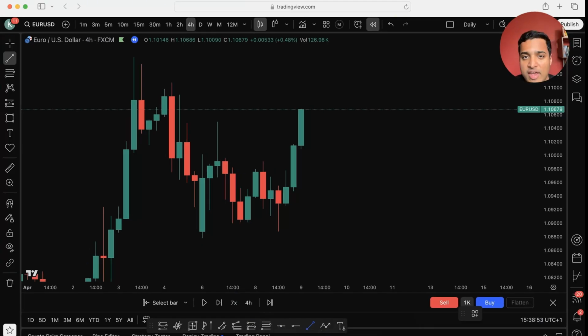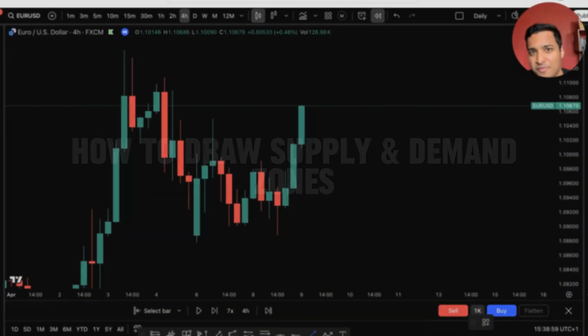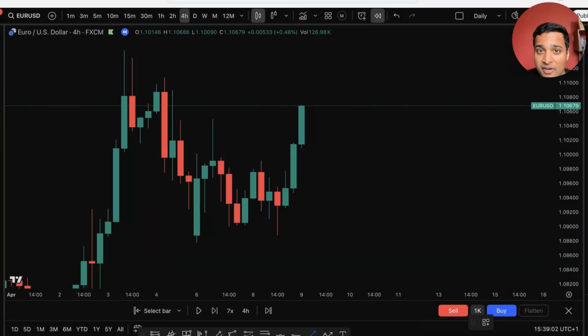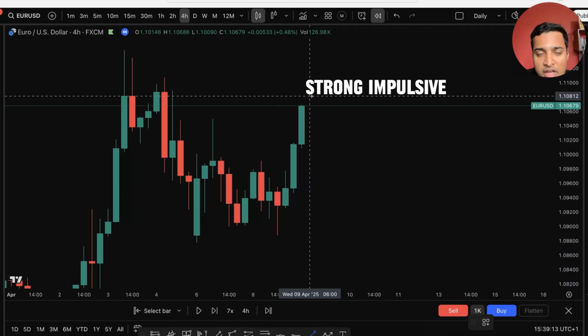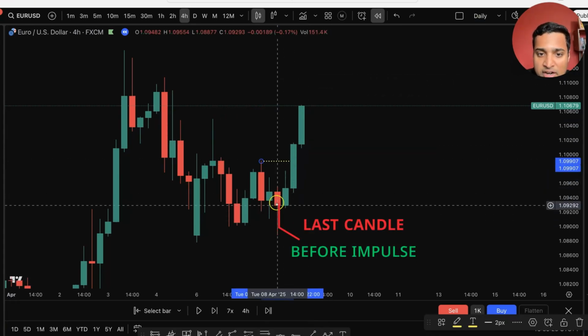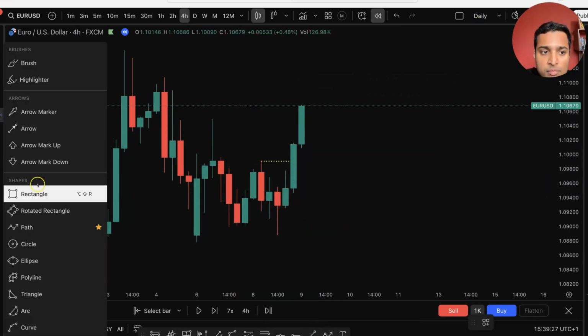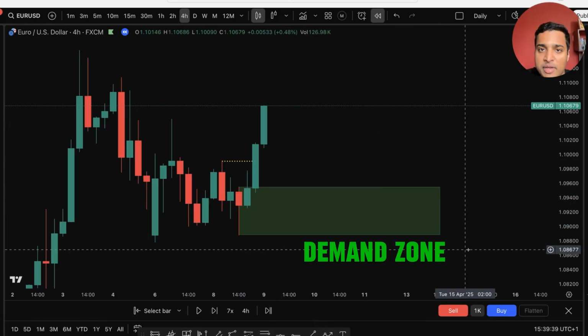Now that you know how to identify supply and demand, let's look at practical chart examples, because of course, real life is very different to textbook. And so looking at this 4-hour euro-dollar chart, you can see we had this strong impulsive move which took out the highs to the left here. And so the last candle before this impulsive move was this red candle. And so because this is the low volume, low momentum candle before the impulsive move, I would mark this as the demand zone. We would be looking to buy from here, as this is a discounted area where institutional buyers will likely step in to push price much further up.